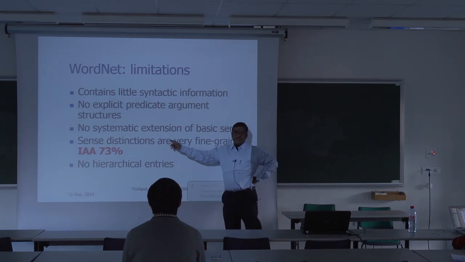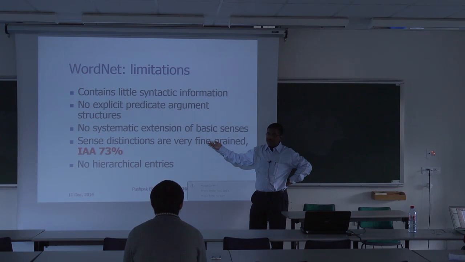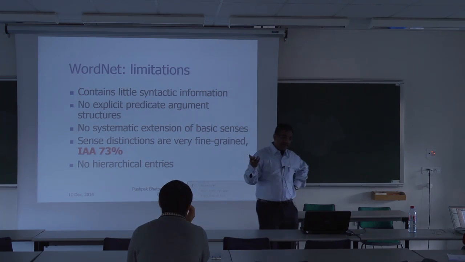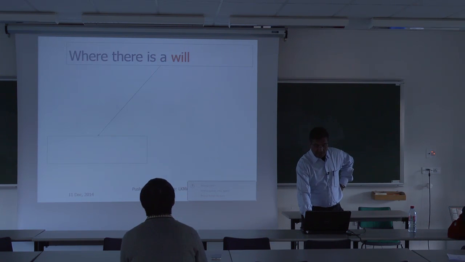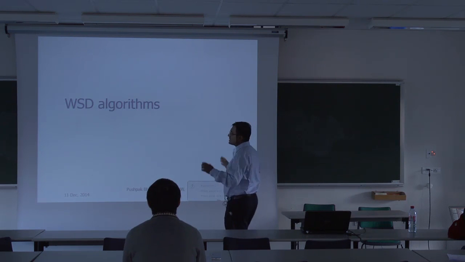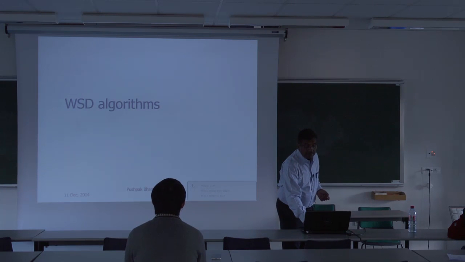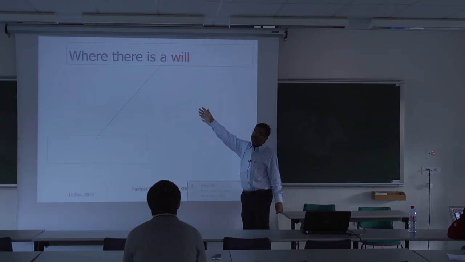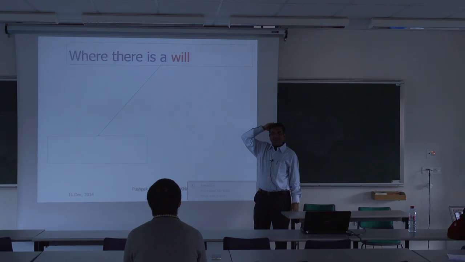But this point says that even for human beings, sense distinction is quite difficult. In general, you do not get a lot of agreement over all possible domains, but in specific domains it has been possible. So now we come to word sense disambiguation algorithms, because all these lexical resources have to be used in a computational framework, right? So if you know this, how will you complete the rest of the sentence? Where there is a will, what is the next part?